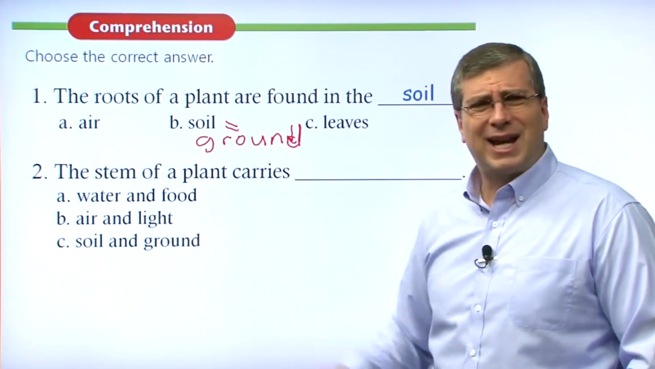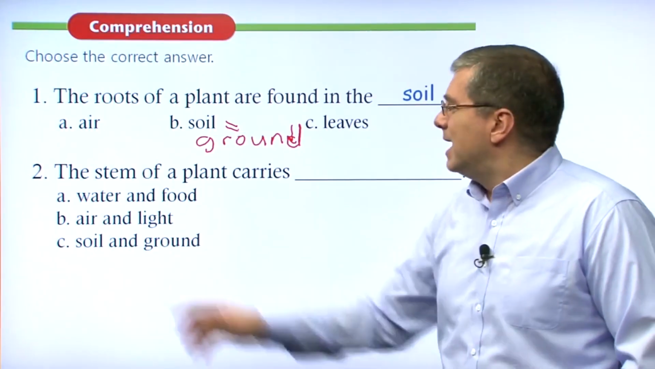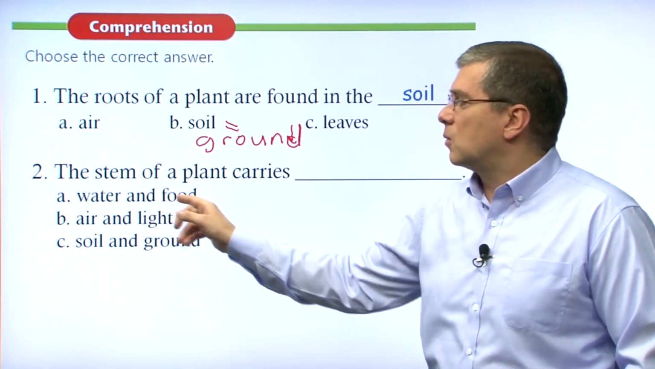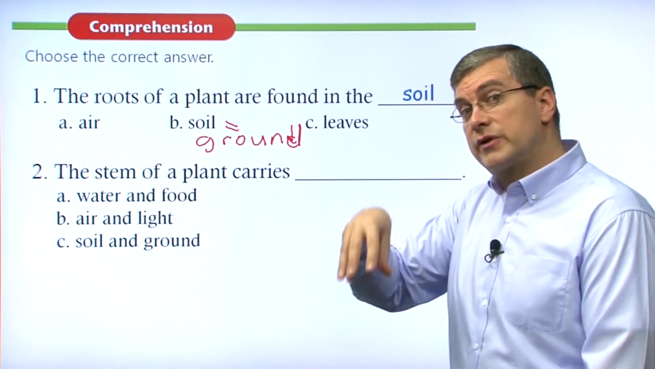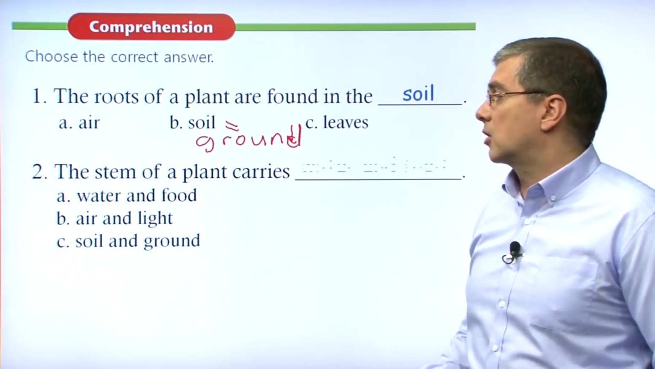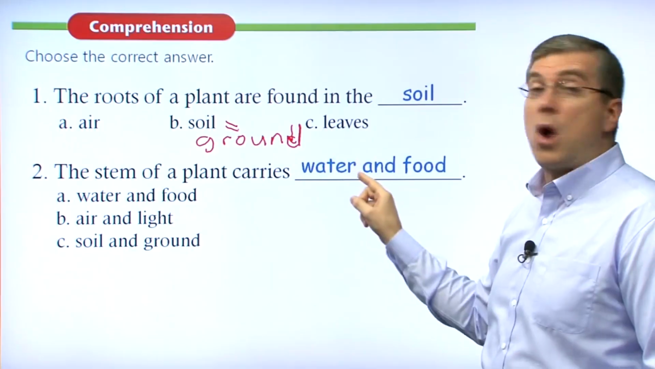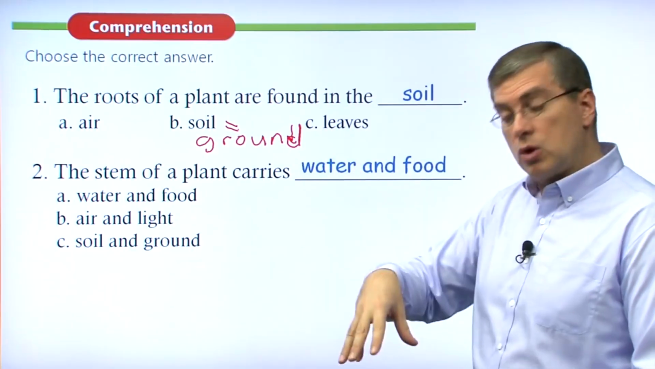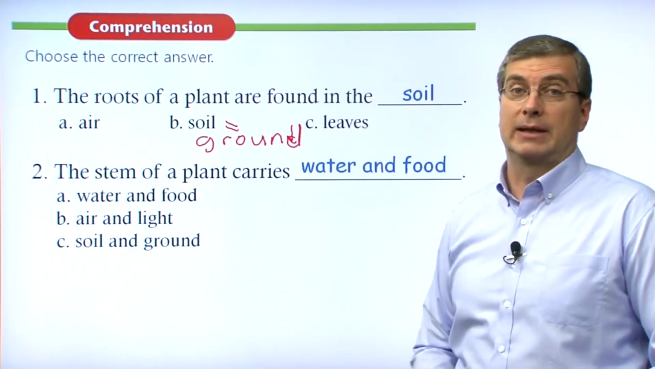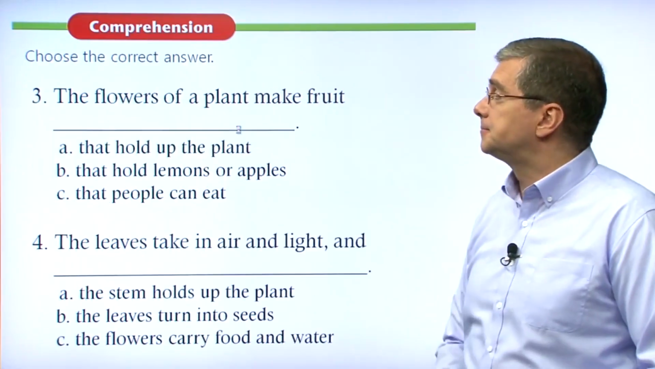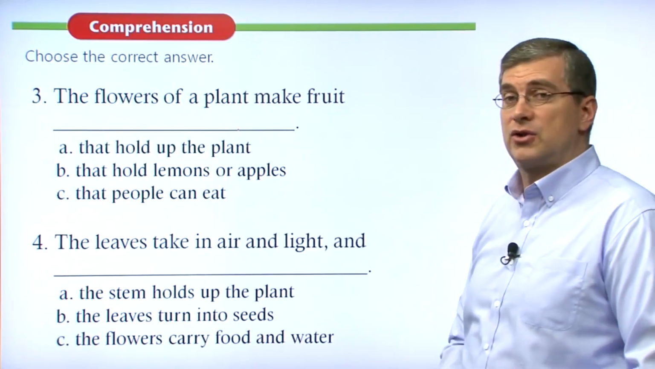Does the stem of the plant carry air and light? No. What the stem of the plant does is carry water and food from the roots up to the rest of the plant. So the correct answer here is A. The stem of a plant carries water and food from the roots up to the rest of the plant. Okay, let's move on. We have another couple of questions.